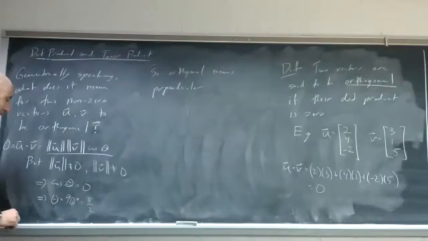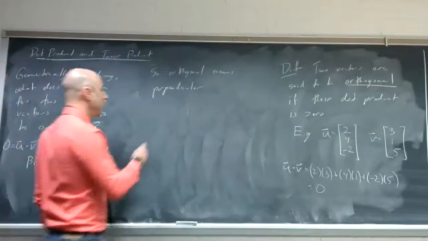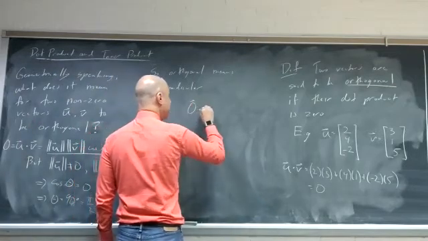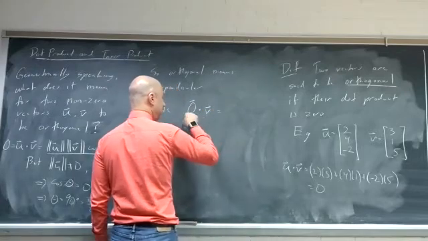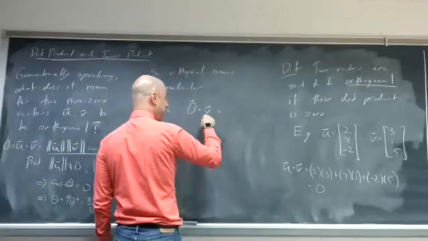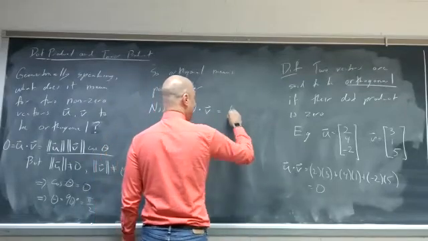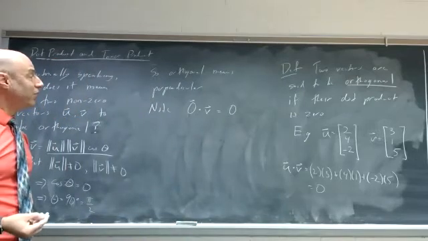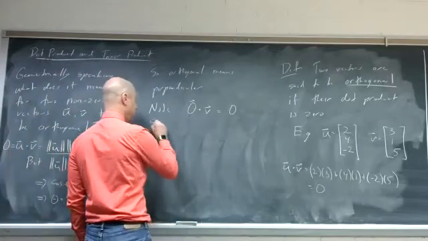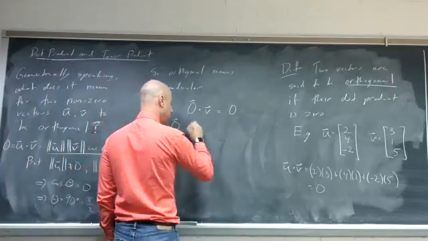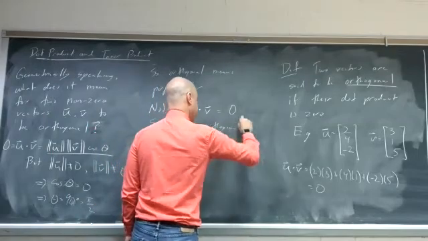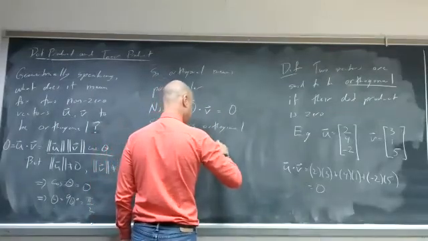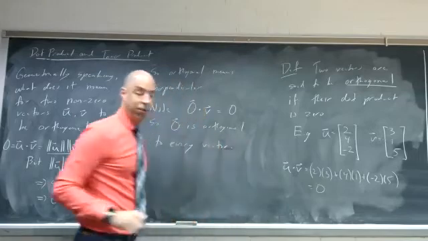Okay, so let's see. And note, if I take the zero vector and dot it with anything, since it's just the length of this times the length of that times cosine of theta, the length of that's already zero, this just equals zero. So the zero vector is orthogonal to every vector. Zero vector is orthogonal to everything.